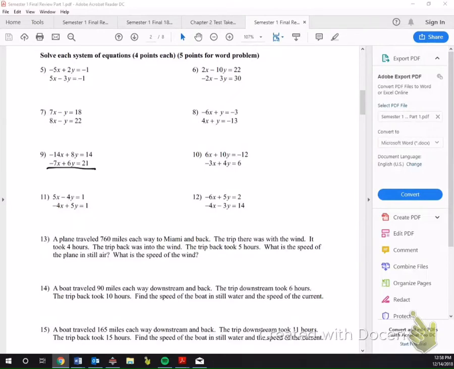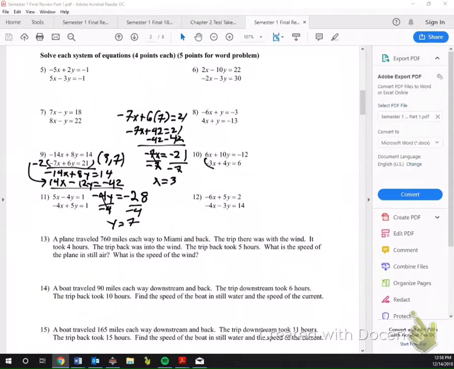So, number 9. Now here, I'm going to have to multiply the bottom one by a negative 2. Now I could just do it by 2 and then subtract, but I like adding better. So I multiply it by negative 2, and that's going to give me positive 14x minus 12y equals negative 42. Add those together, I get negative 4y equals negative 28. Divide both sides by 4. I get y equals 7. Plug that back in.